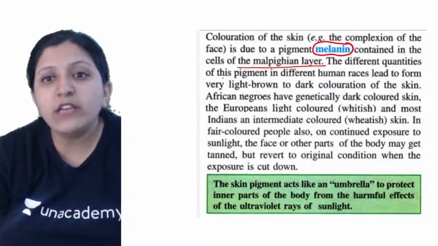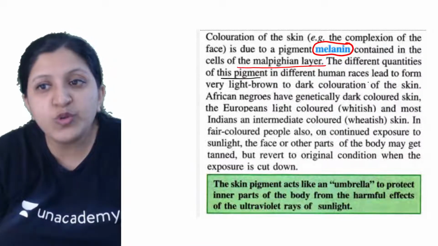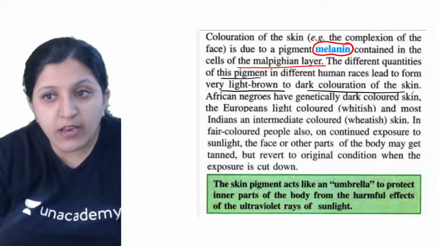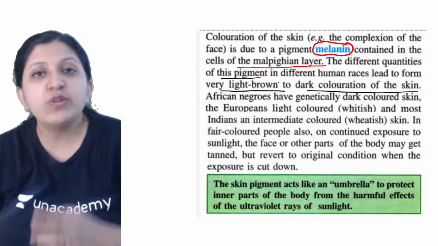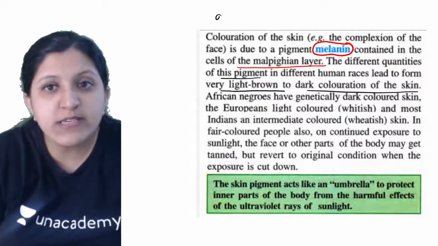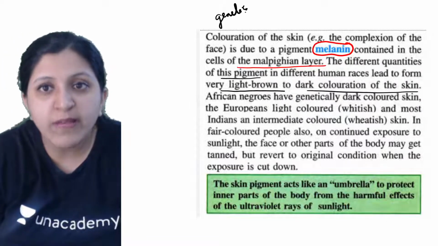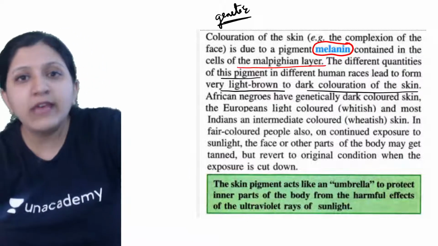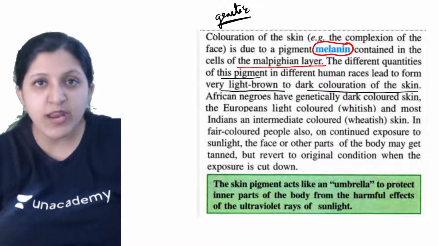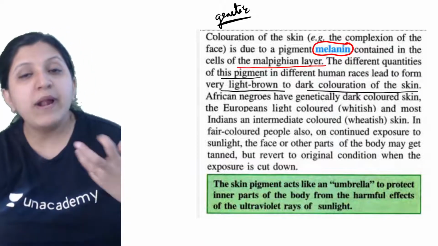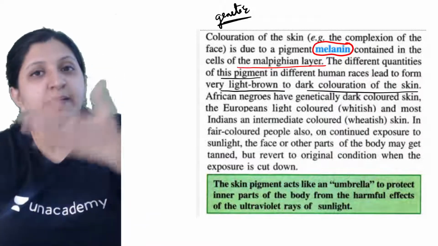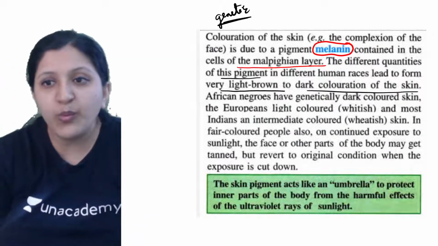Different quantities of this pigment in different human races lead to a very light brown to dark coloration of the skin. The presence of this melanin can be genetic also, because skin coloration is not expressed by only one gene. Multiple genes play a role there, and depending on that, we can find the variation in skin color.